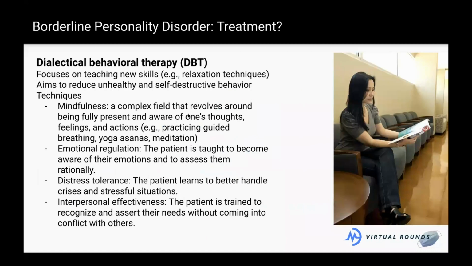So I mentioned that there's usually not medication treatment for these personality disorders. Oftentimes it's going to be therapy based. So for borderline, there's a very specific type of therapy that we do called dialectical behavioral therapy. So this is going to focus on relaxation techniques, how to reduce these unhealthy self-destructive behaviors. And so this would have to be something that the patient would have to be willing to do, which is why these are so insidious in trying to diagnose them and treat them.